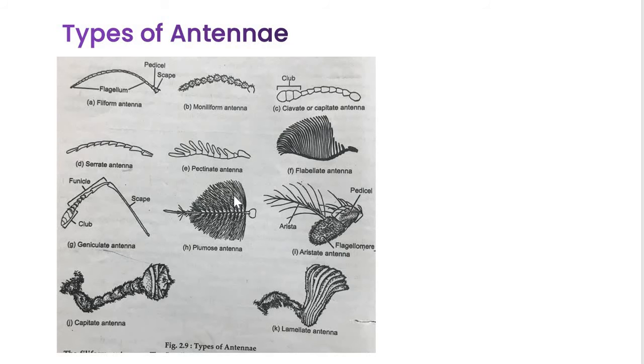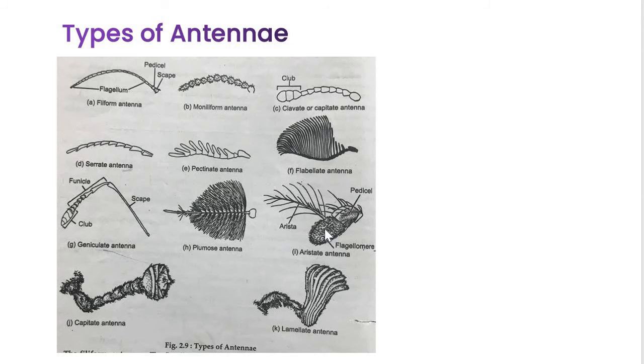Now after that, the next type is aristate type of antenna. Here this is the arista. This is arista or aristate type of antenna. Here the flagellum is undivided, but the second segment is situated at a different angle to the first segment, right? The second segment is arranged at a different angle as compared to the first segment.